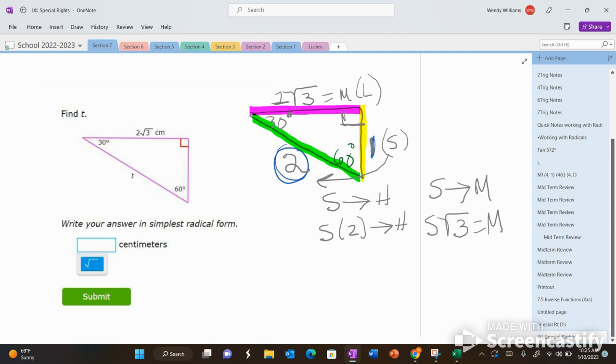But the foolproof way to do it is to set up a ratio and proportion so that you never make a mistake. Now you have to look and say, hey, what are they giving me? And what do they want? According to this picture, they're giving me the medium leg, and they want the hypotenuse.